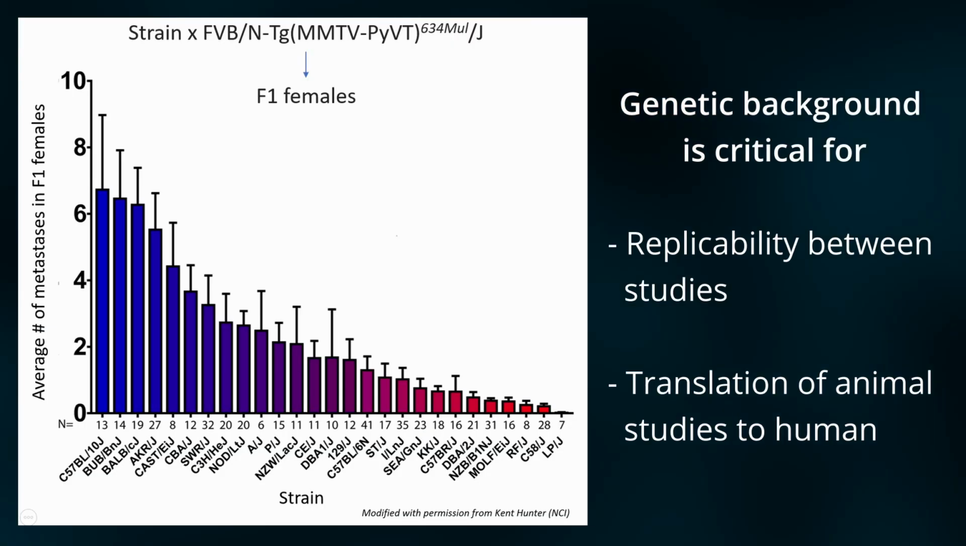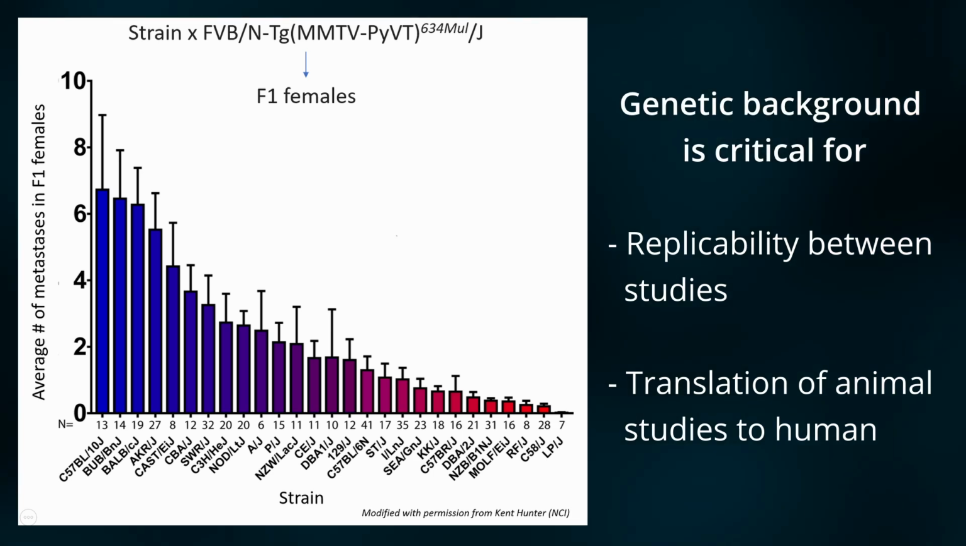A great example of the influence of genetic background is provided by a cancer model known as polyoma-T. FVB mice carrying a transgene encoding this protein develop cancer and eventually metastases, but the severity of the phenotype depends on genetic background.